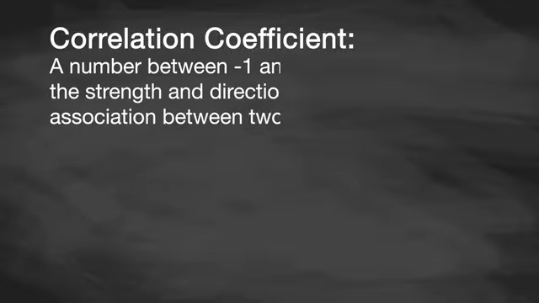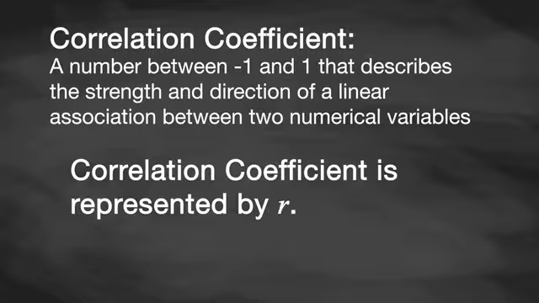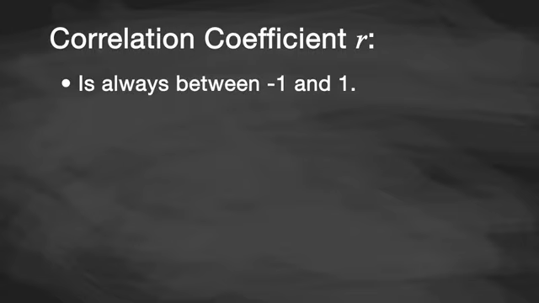What is a correlation coefficient? A correlation coefficient is a number that describes the strength and direction of a linear association between two numerical variables. A correlation coefficient is a number between -1 and 1.